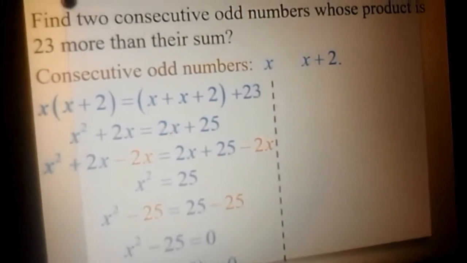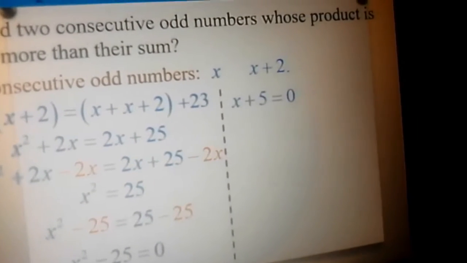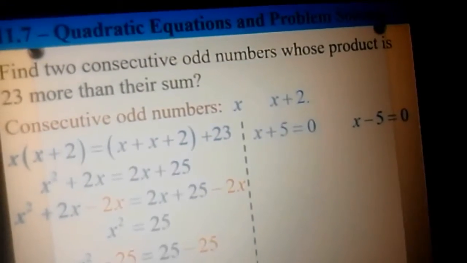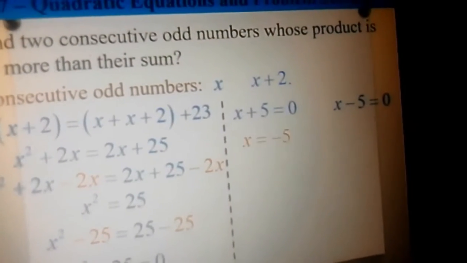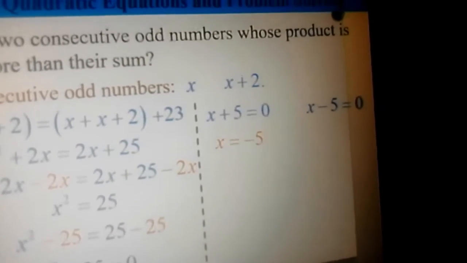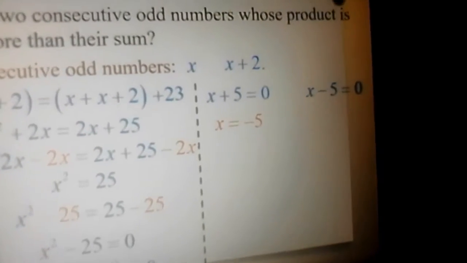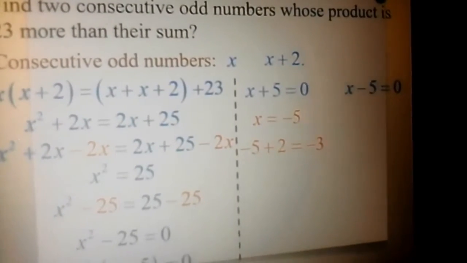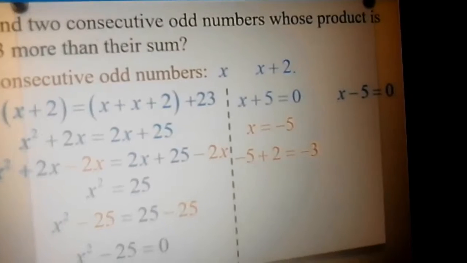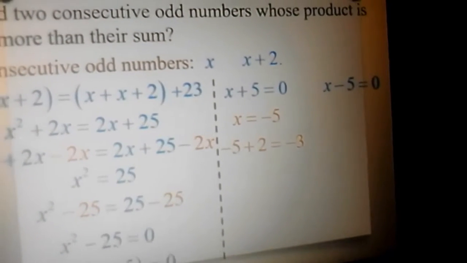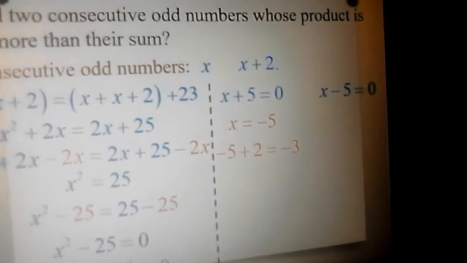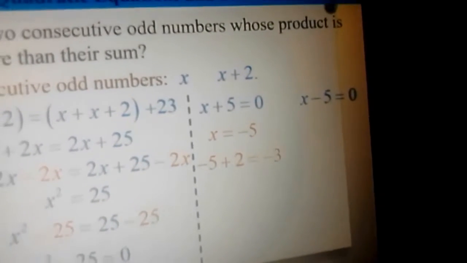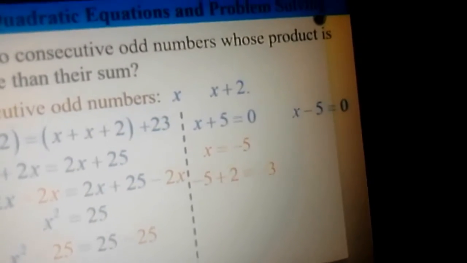And we can have the factors, which is x plus 5 be equal to 0 and x minus 5 be equal to 0 also. So we can have x is equal to negative 5, and replacing our value of x, negative 5 plus 2 is equal to negative 3. So the two consecutive numbers, negative 5 and negative 3, satisfy the conditions.